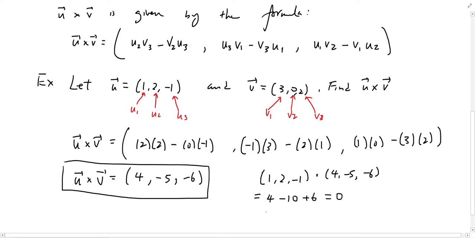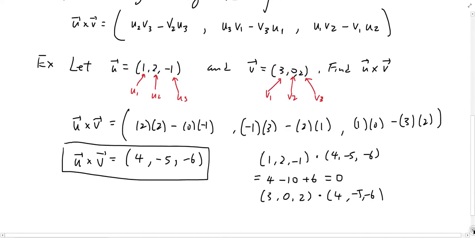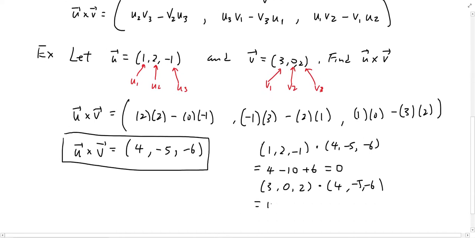Voila, which is 0. What if I take 3, 0, 2 and dot product 4, negative 5, negative 6? What do I get? Well, let's see. That would equal 12 plus 0 minus 12, which is also 0. There you go. So therefore, it shows that 4, negative 5, negative 6 is perpendicular to 1, 2, negative 1, as well as 3, 0, 2.